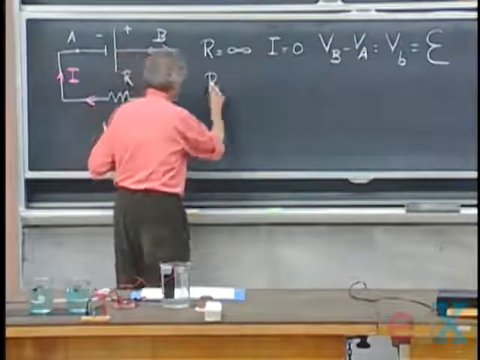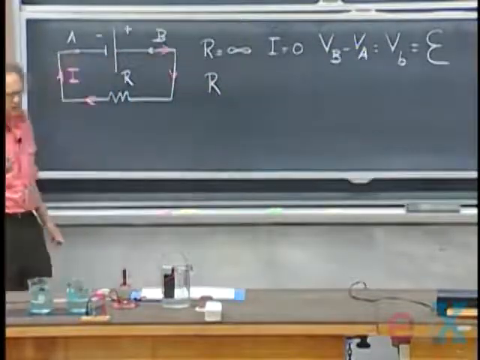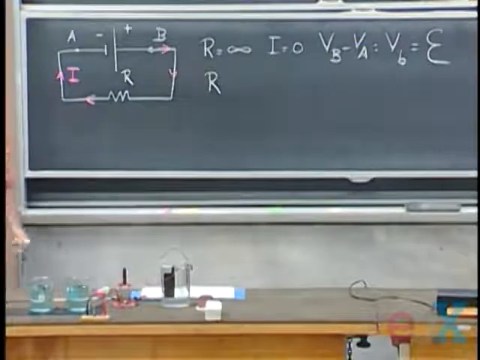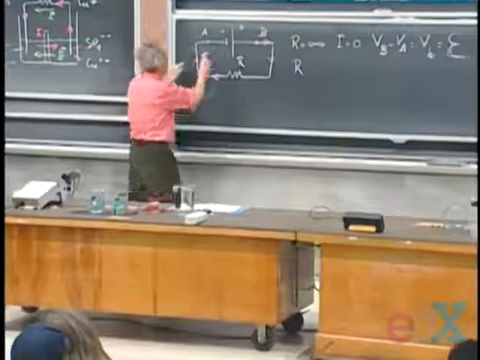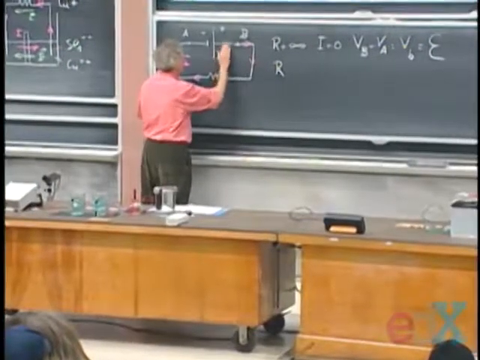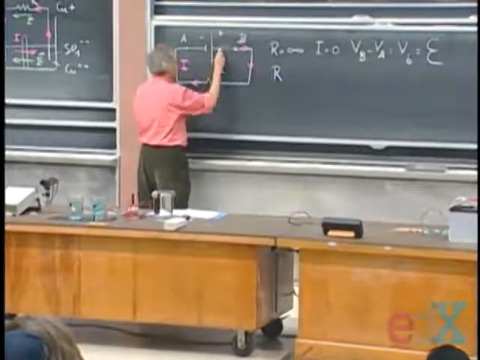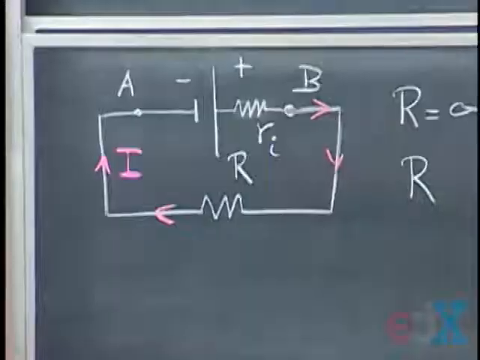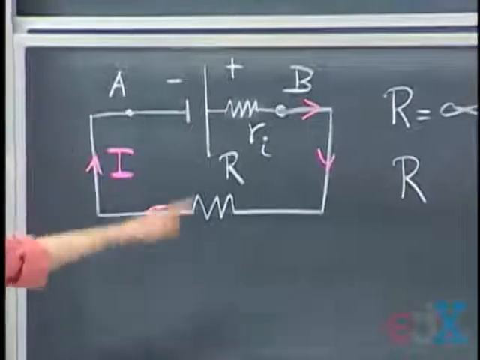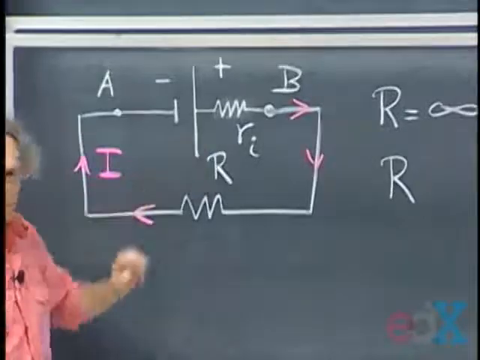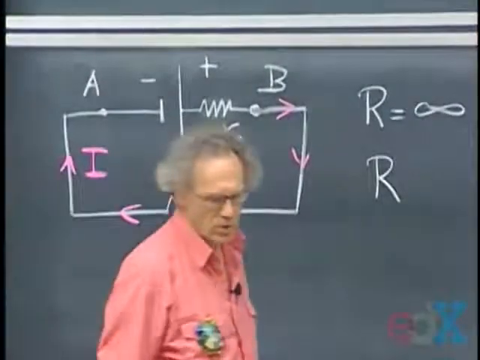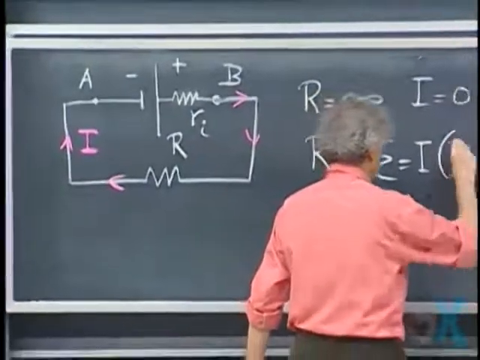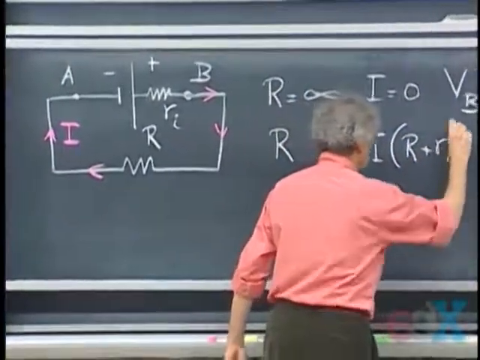If I put a resistance R in here, which is not infinitely large, then the current will start to flow. But now, we should never forget that between the point A and B, invisible to the human eye, there is always an internal resistance, which I call little r of I. And so if a current starts to flow, it goes not only through capital R, but it also goes through this little r. And so according to Ohm's law, the EMF is now I times the external resistance plus the internal one.